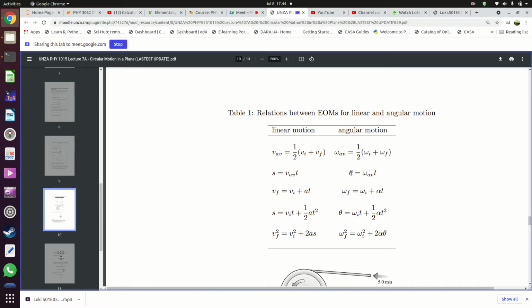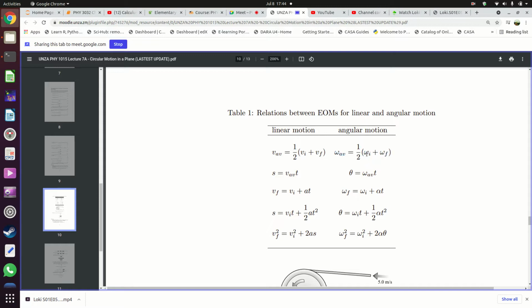This. You can also use this. Theta is equal to average angular velocity multiplied by the time. But how do you get the average? Average angular velocity is equal to half of omega i plus omega f.